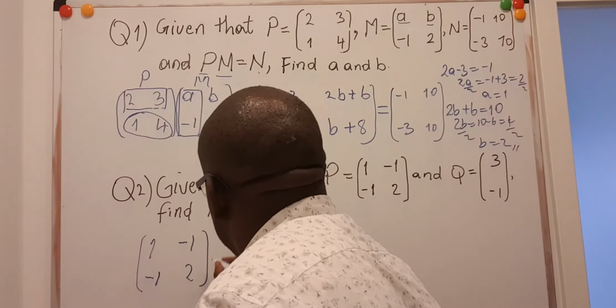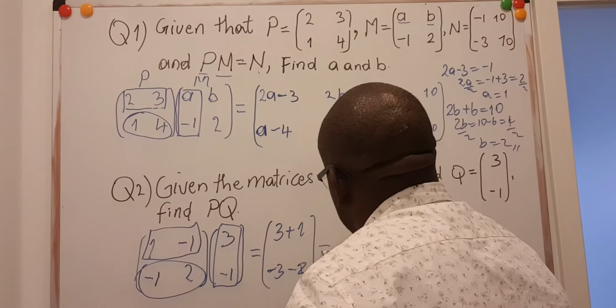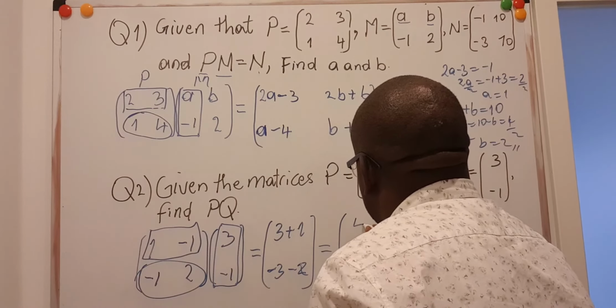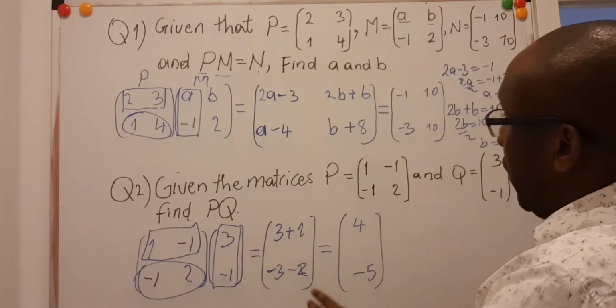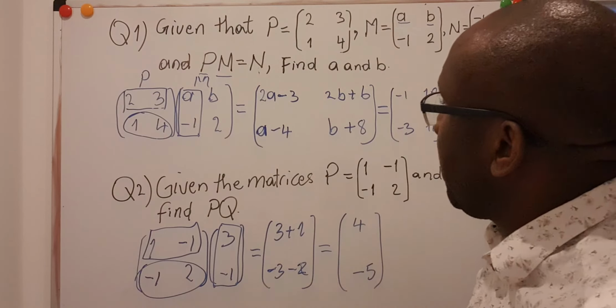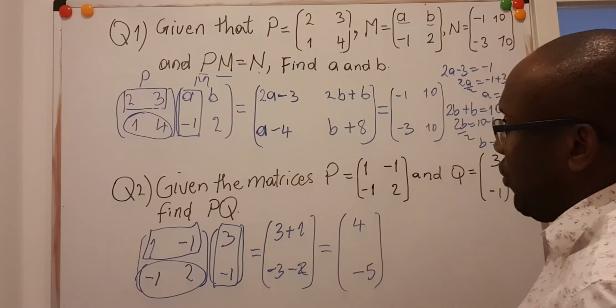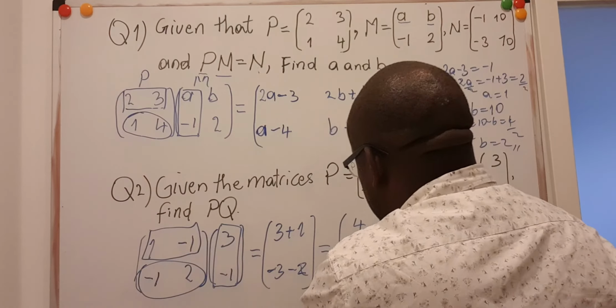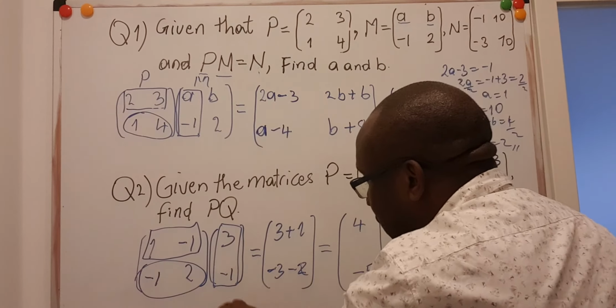Then I will take this and I do the same thing. Minus 1 times 3 is minus 3. And 2 times minus 1 is minus 2. So if I simplify this, then I get 4 and minus 5. If you notice, it seems there's a pattern here. When I multiply this P by this, I get a 2 by 2 matrix. When I multiply this by this, I get a 2 by 1 matrix. So your answer is always a dimension of this one.